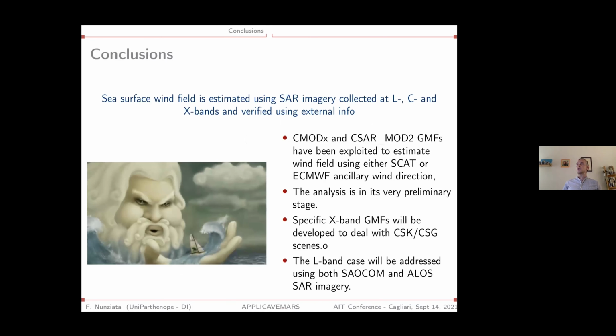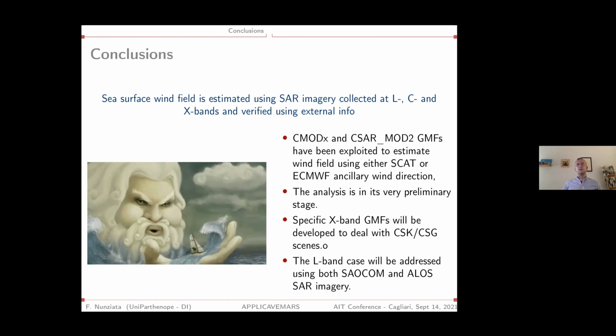So let's move to the conclusion. Our goal, in this Italian Space Agency funded project, is to estimate the sea surface wind field using multi-frequency synthetic aperture radar measurements collected by three satellite SARs, in particular the C-band Sentinel-1, the X-band COSMO-SkyMed and COSMO-SkyMed Second Generation, and the L-band SAOCOM. We implemented these geophysical model functions, and we are now processing the dataset of C-band Sentinel-1 measurements, and we are moving to the X-band case.